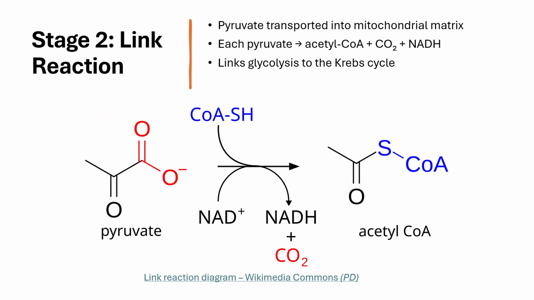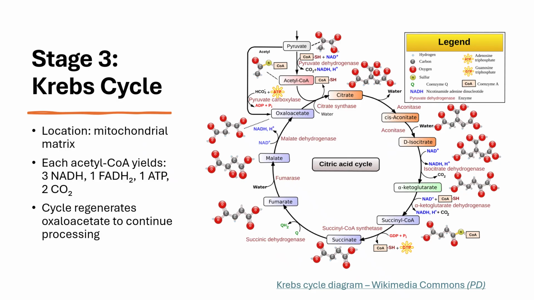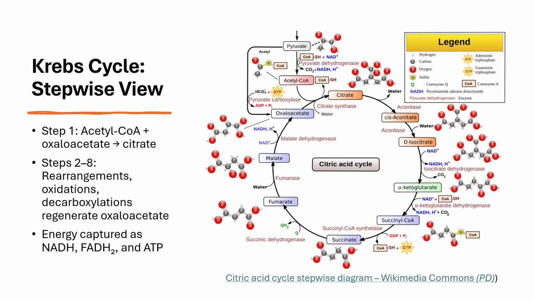The link reaction connects glycolysis to the Krebs cycle, producing acetyl coenzyme A, or acetyl-CoA, for the next stage. The Krebs cycle completes glucose breakdown, generating electron carriers and releasing CO2. Each turn of the cycle produces one acetyl coenzyme A, regenerating the starting molecule.